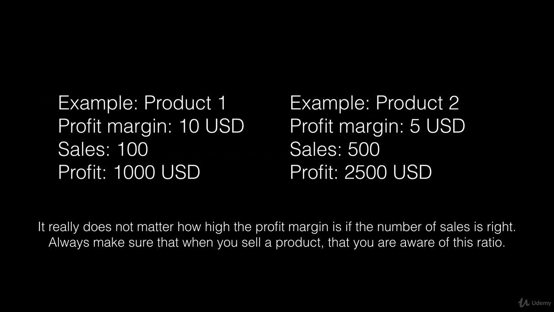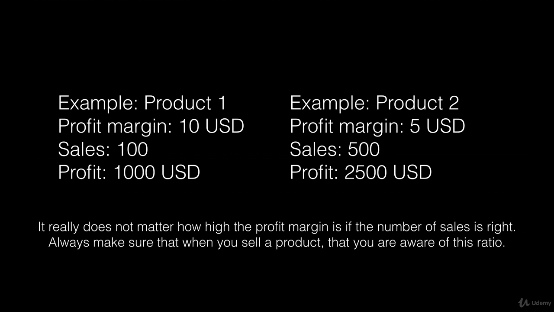Now, let's first of all look at product 1. This product 1, it doesn't really matter what it is, has a profit margin of $10 US. So basically, we buy it, let's say, for $10 and we sell it for $20. So we have a profit margin of $10 US. Then we have sales. We can sell this product, let's say in a month, 100 times. So basically our profit from this product would be $1,000 US. Well, sounds quite good. And for instance, if I find a product that makes me $1,000 every single month, well, I'm happy with that.